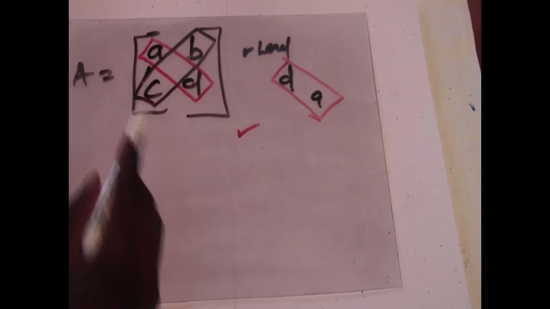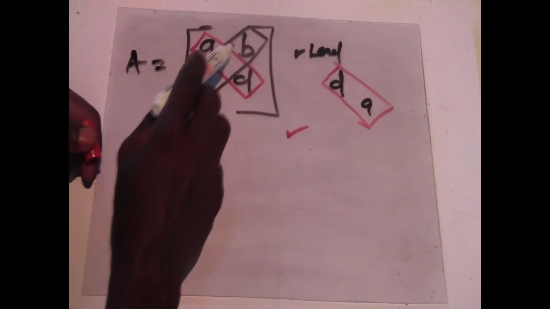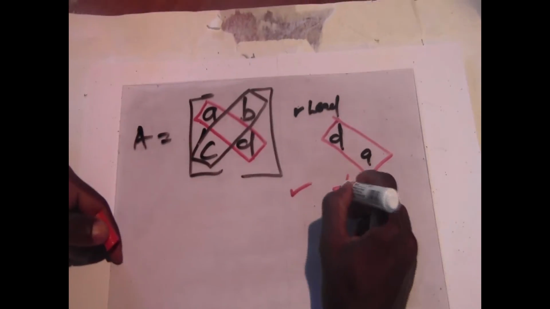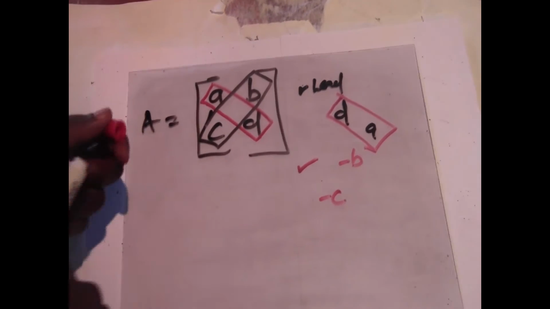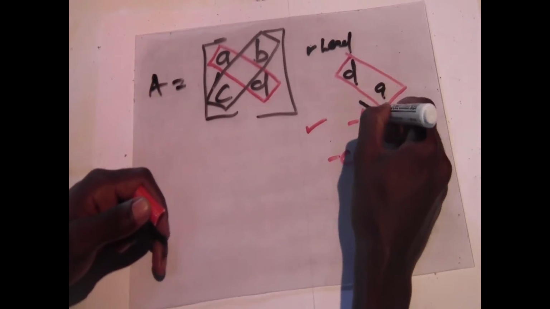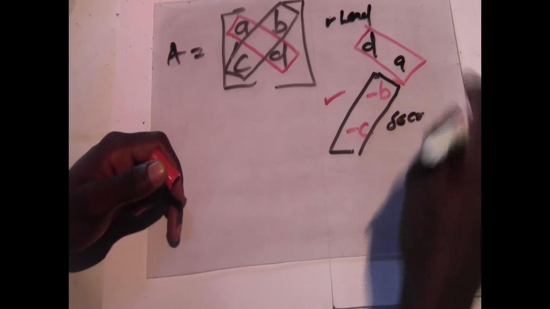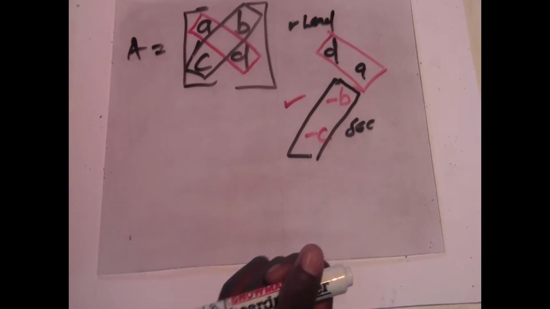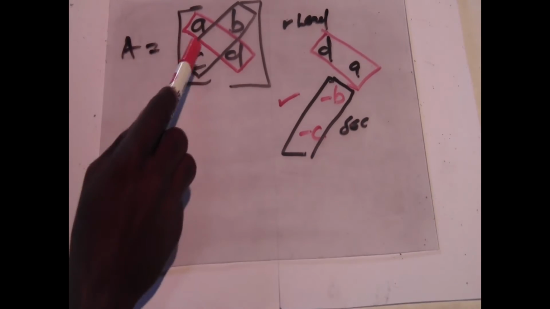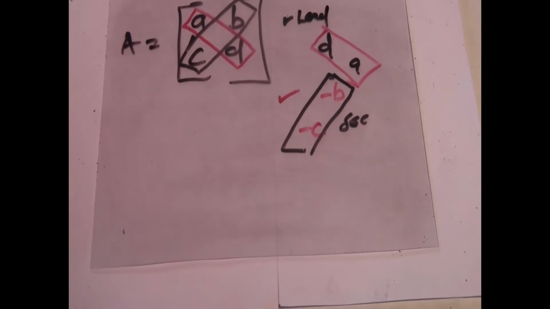And then the other thing is the signs in the secondary diagonal, you're going to change them. For our case, the signs here are positive C, positive B. You're going to change them to negative. So it's negative B, and then negative C. That's our secondary diagonal, and we're going to change the signs. If it is positive, we change it to negative, and if it's negative, we change it to positive.